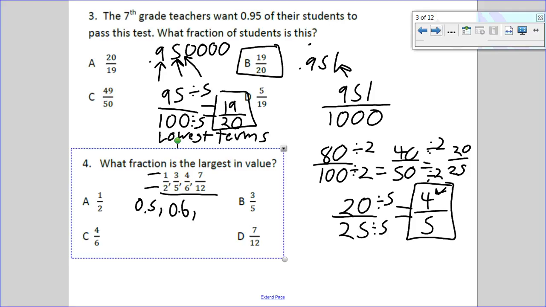We take this third one, 4 divided by 6, that gives us 0.6 repeating. And finally, we take 7 divided by 12. That gives us 0.583 repeating. Now, we can just compare these. Okay, we can see which one is the largest.